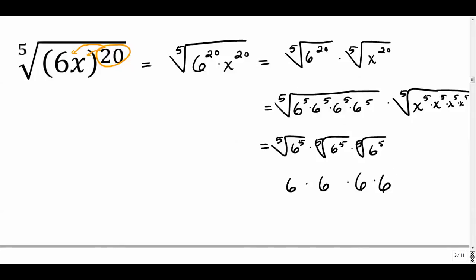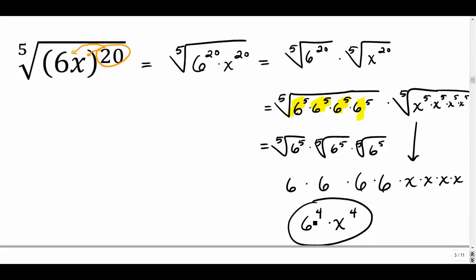So each one of these just simplifies down to 6, because it's the fifth root of 6 to the fifth. Similarly, over here, each one of these is just x. So at the end of it, you have 6 to the fourth times x to the fourth. And that would be it.